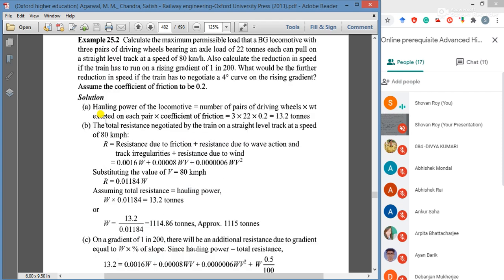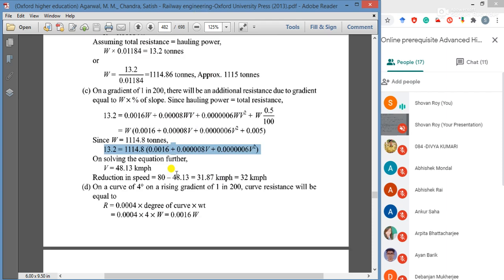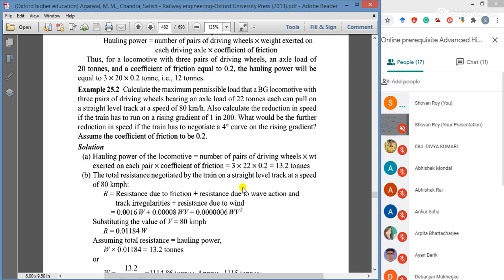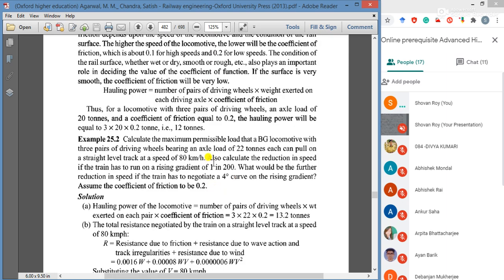Already the V value is 80 km per hour, but due to gradient now the V value is 48.13 km per hour. So easily we can calculate the reduction in speed, that is 80 minus 48.13, and the reduction in speed is 31.87 km per hour or approximately 32 km per hour. This is the second question: also calculate the reduction in speed if the train has to run on a rising gradient of 1 in 200.